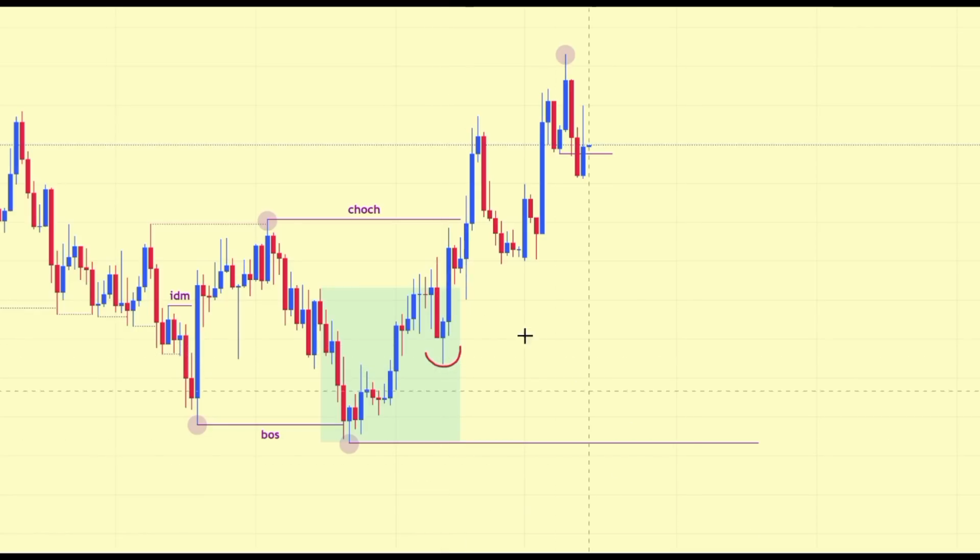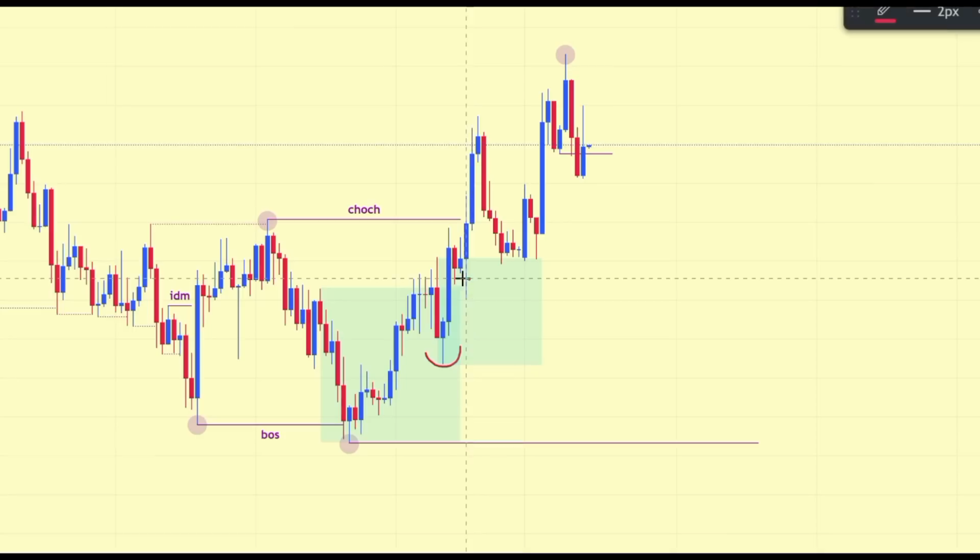So shifting to the next one right here, the one that mitigated it, we can clearly see that it's also mitigated, and in this case its mitigation is not from this week, but from this pullback.